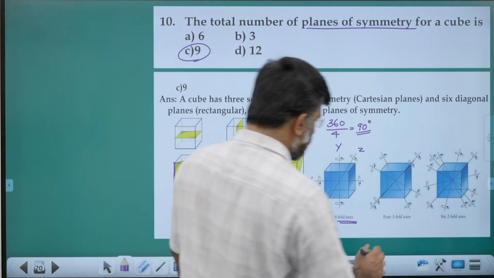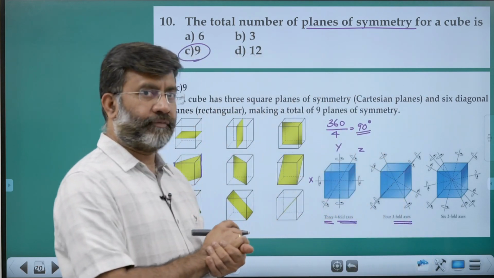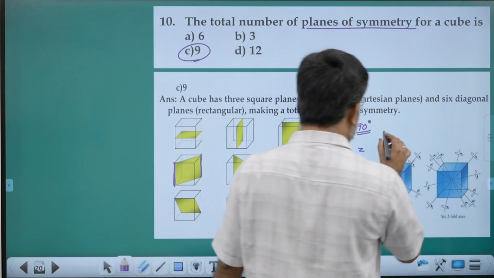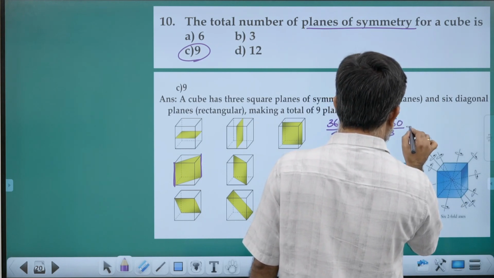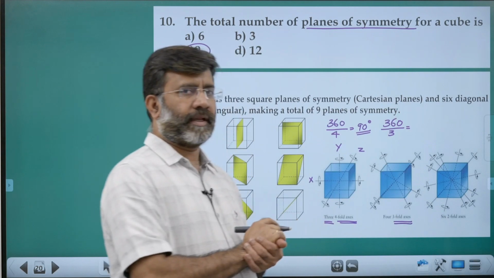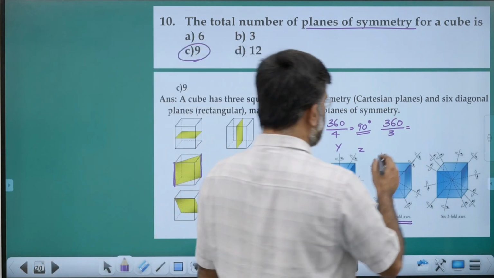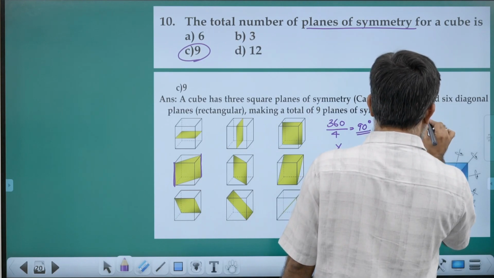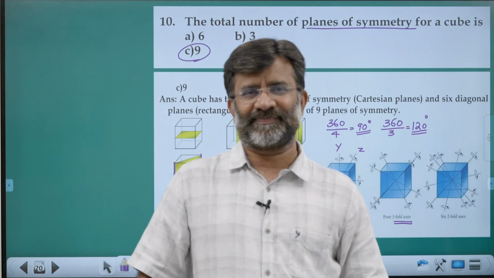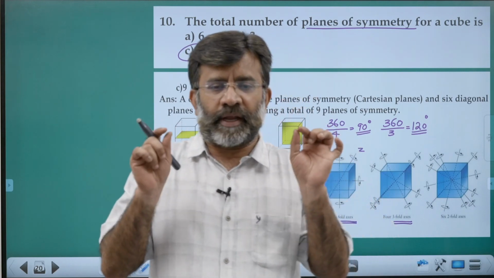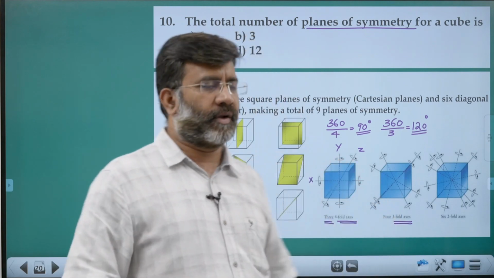And now there are threefold axes of symmetry. What is a threefold axis of symmetry? 360 divided by 3. How much is it? 120 degrees. If you rotate by 120 degrees, the configuration will repeat. If you rotate through an axis by 120 degrees, the configuration will repeat.